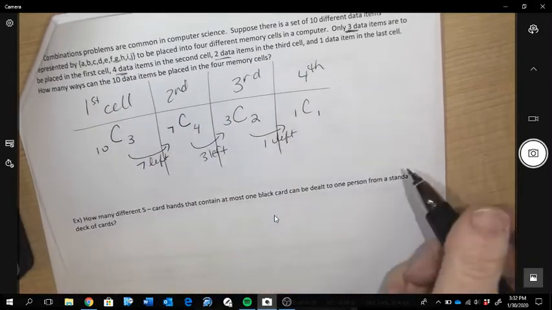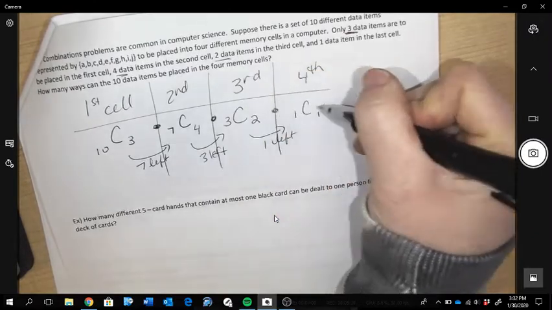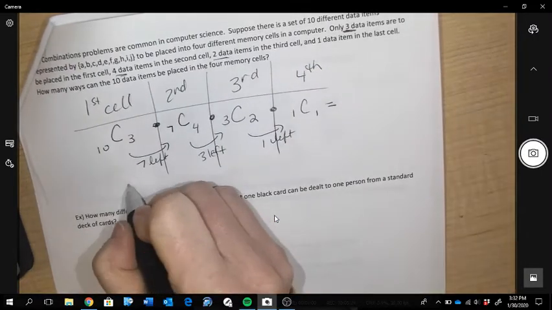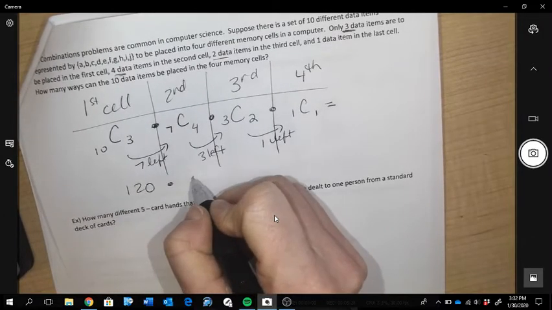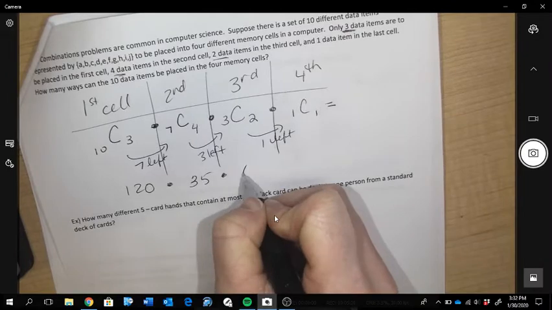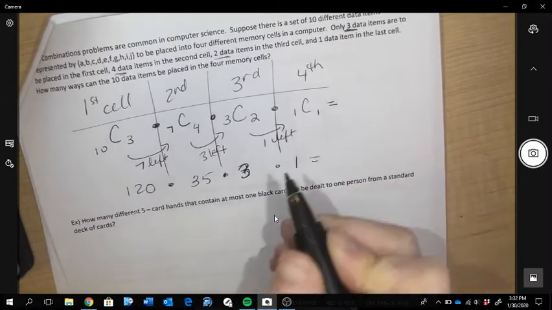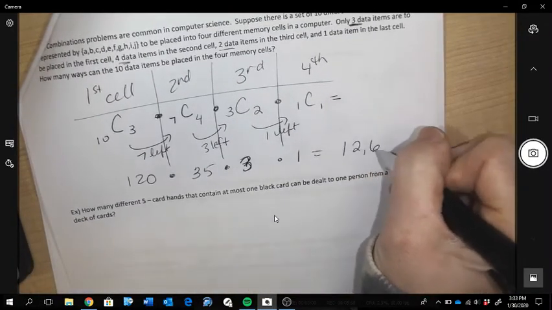So because all of these things are happening, it's not an or situation, it's this and this and this, you would times those numbers together. So if you want to know the numbers, that's 120, 35, 3, and obviously 1. So 120 times 35 times 3, 12,600.